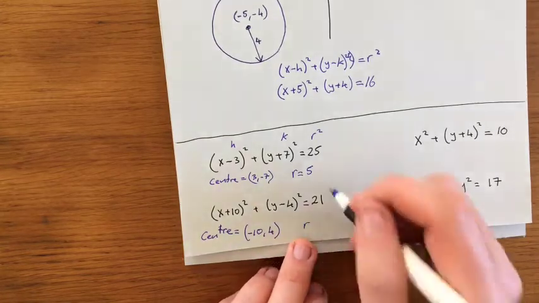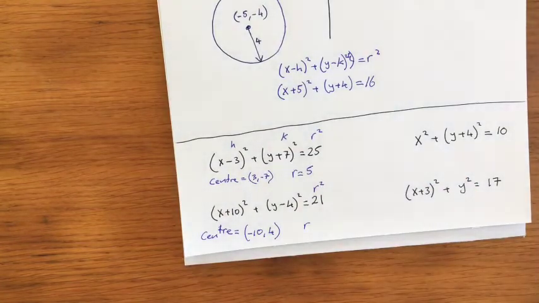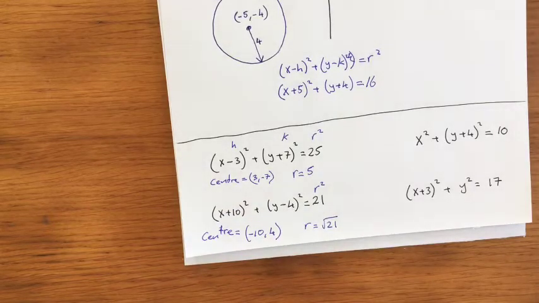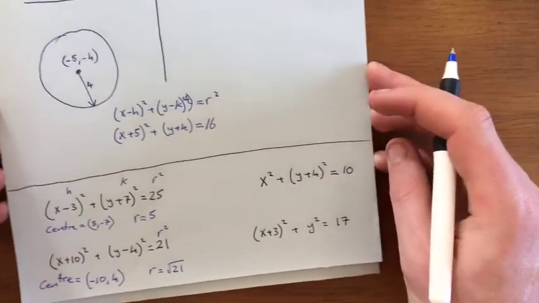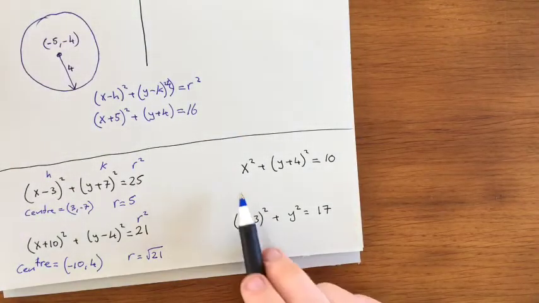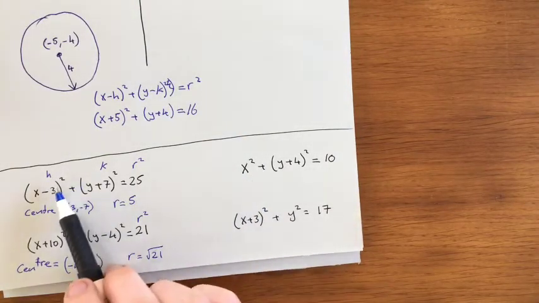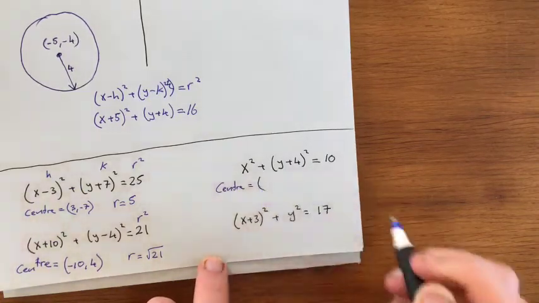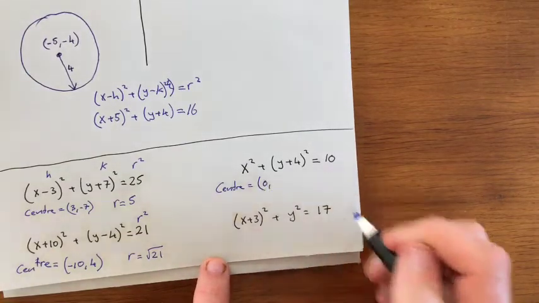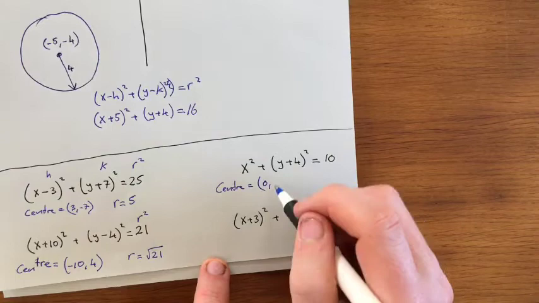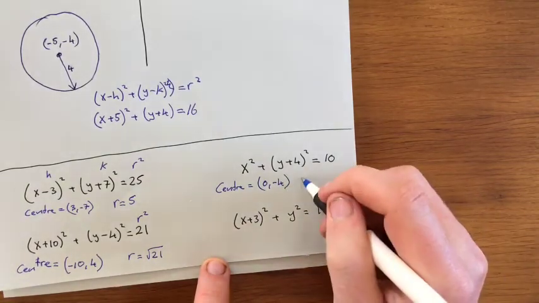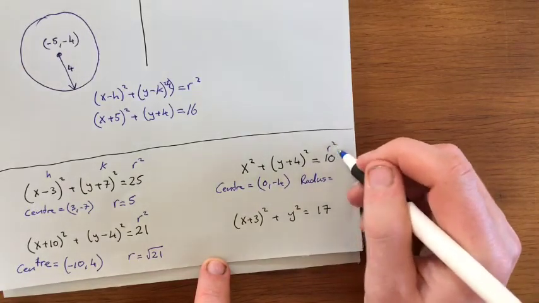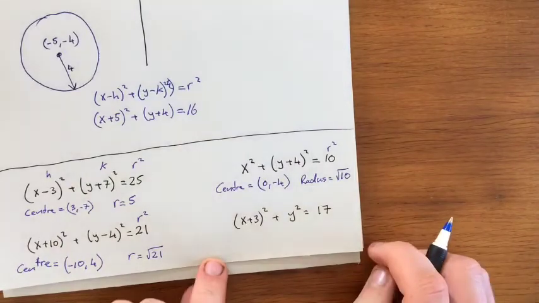And then the radius, so this 21 represents r squared, so the only way of getting the radius is the square root of 21. We move over to these two here. We have just x squared on its own. There's no number in with it. So that must mean that the center of this circle here is actually going to be 0. And then here there's a plus 4, so that must mean minus 4. And then the radius is going to be, that's r squared is 10, so the radius is going to be the square root of 10.